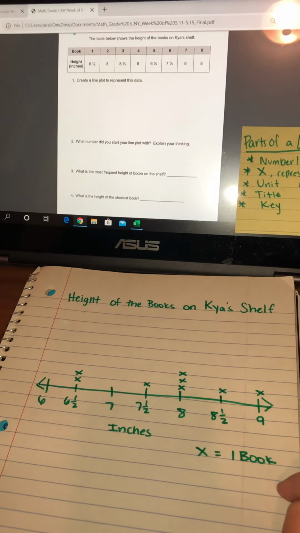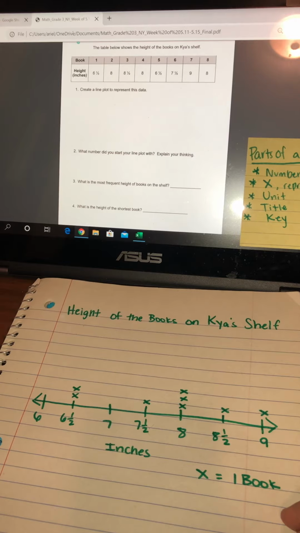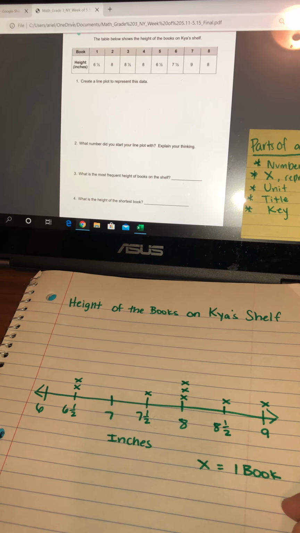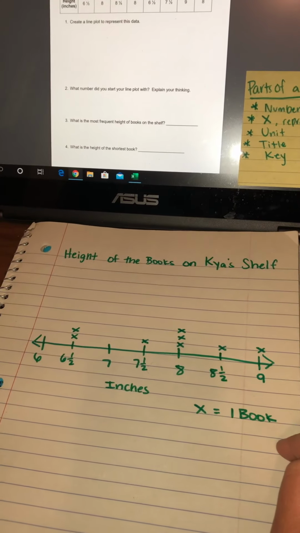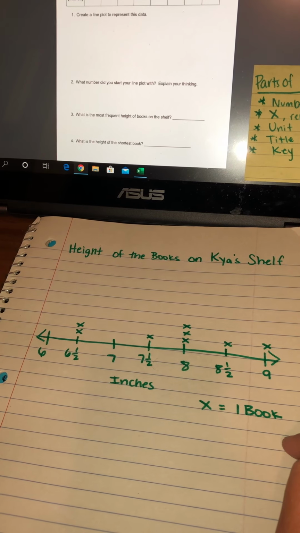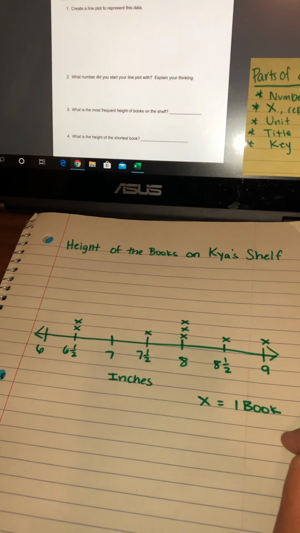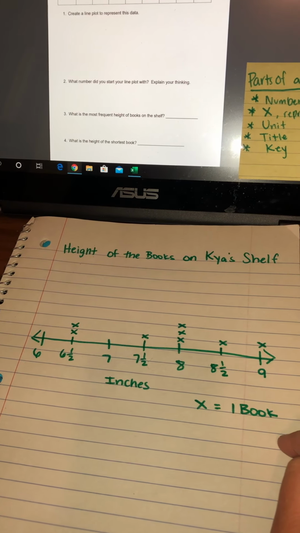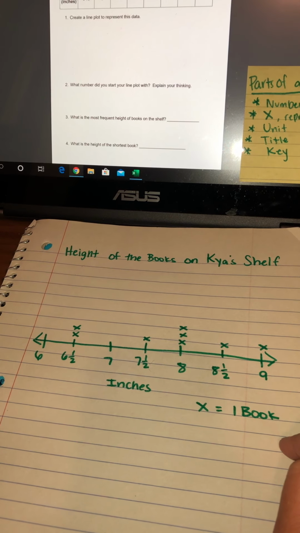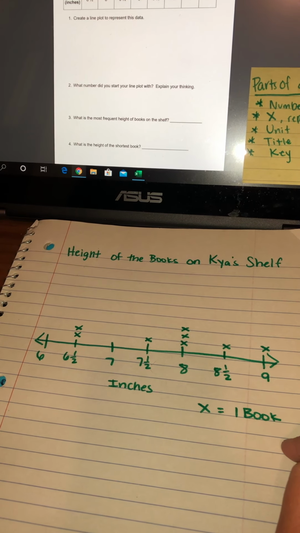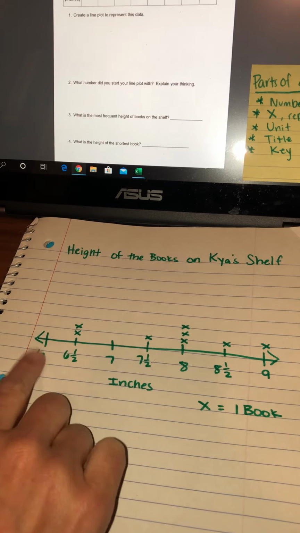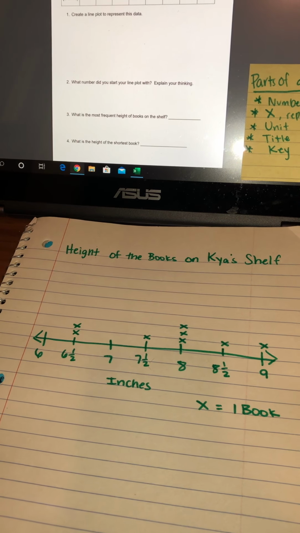Number 2 says, what number did you start your line plot with? Explain your thinking. Well, I already briefly went into that, but I started with the number 6. I started with the number 6 because it is the lowest whole number. The shortest book length is 6.5, so I chose the whole number 6.